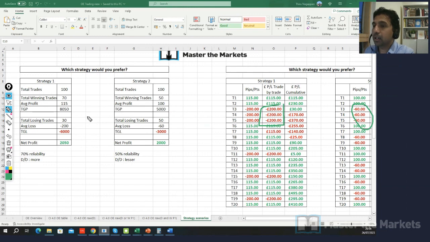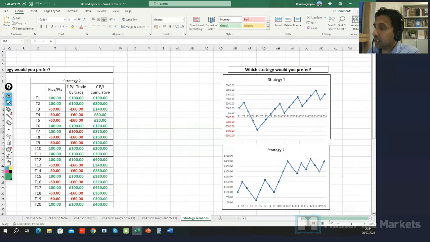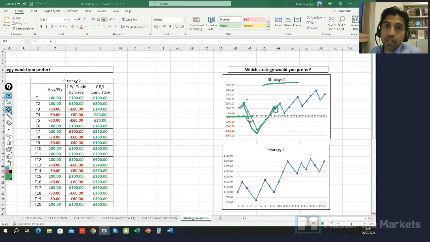Okay. And eventually, if I were to put that in terms of an equity curve, which is over here, you can see that strategy one dips down because the losses are much bigger. Two winning trades and it dips down, and then it takes until trade number 10 to go above your initial capital, your account balance.